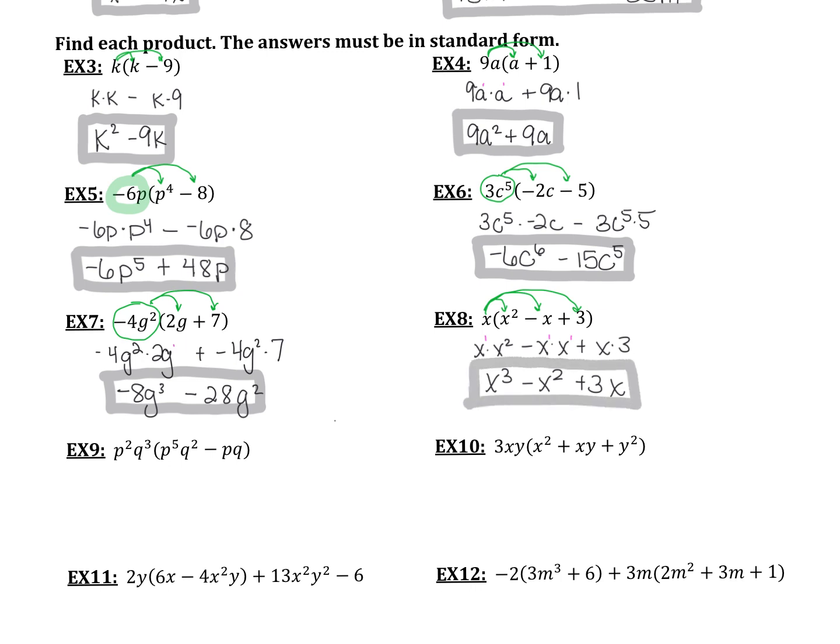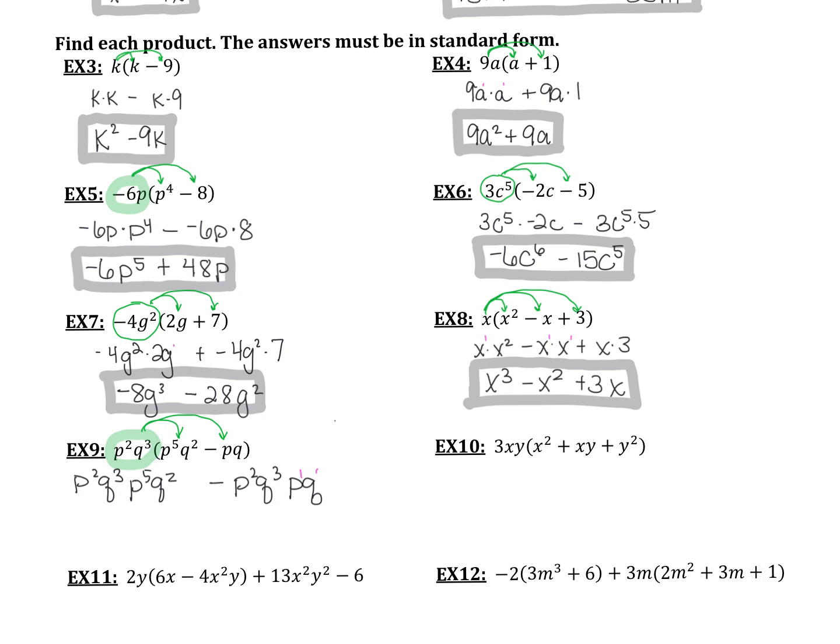All right, example 9 gets a little bit trickier, doesn't it? Because now my term is p squared q cubed. We have both that needs to go into both terms. Okay, what might that look like? P squared q cubed times p to the 5th q squared, minus p squared q cubed, it's kind of a tongue twister, times pq. Please don't forget your imaginary ones or the ones that are there, even if we don't write them.